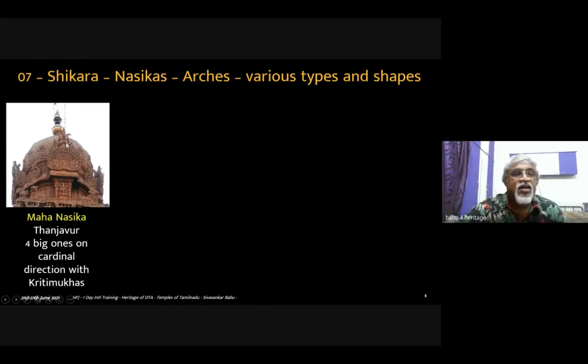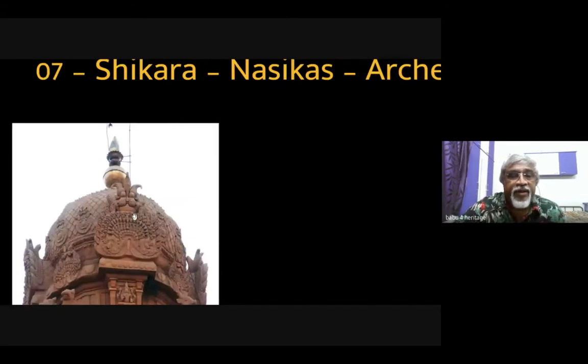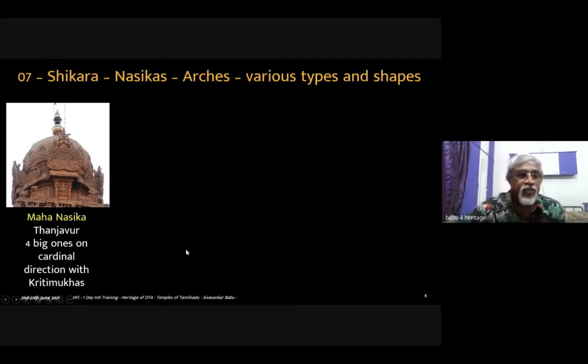And this is festooned with Kirtimukhas. This is another addition which was extensively expanded during the Rajaraja period. So Kirtimukha is nothing but a smiling lion, and from the lion's mouth, a lot of strings of pearls will be coming up, and it will be like an ornamental plant here. So this is one form of nasika called Mahanasika, and the rule is it will be on the Shikara, on the cardinal directions.